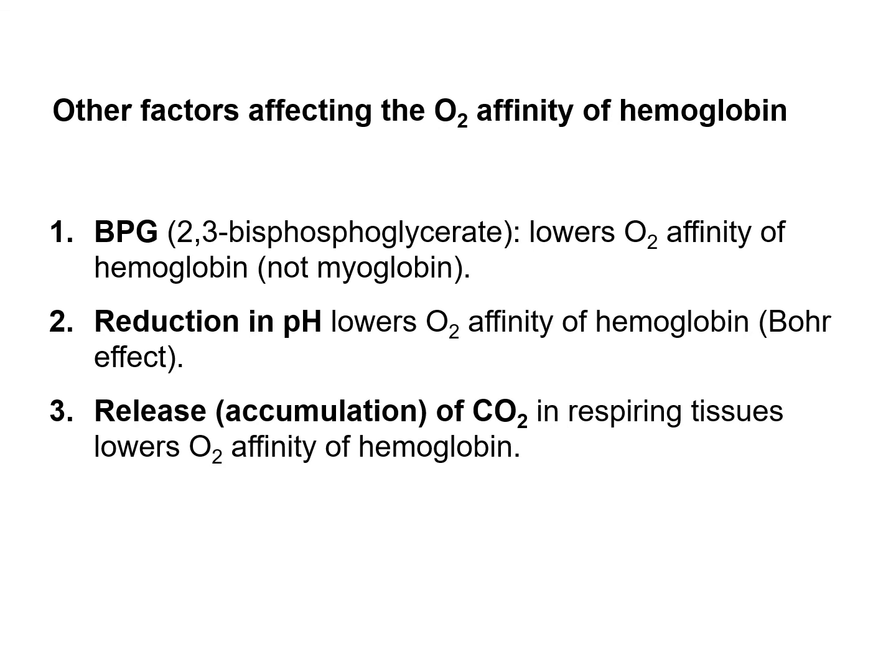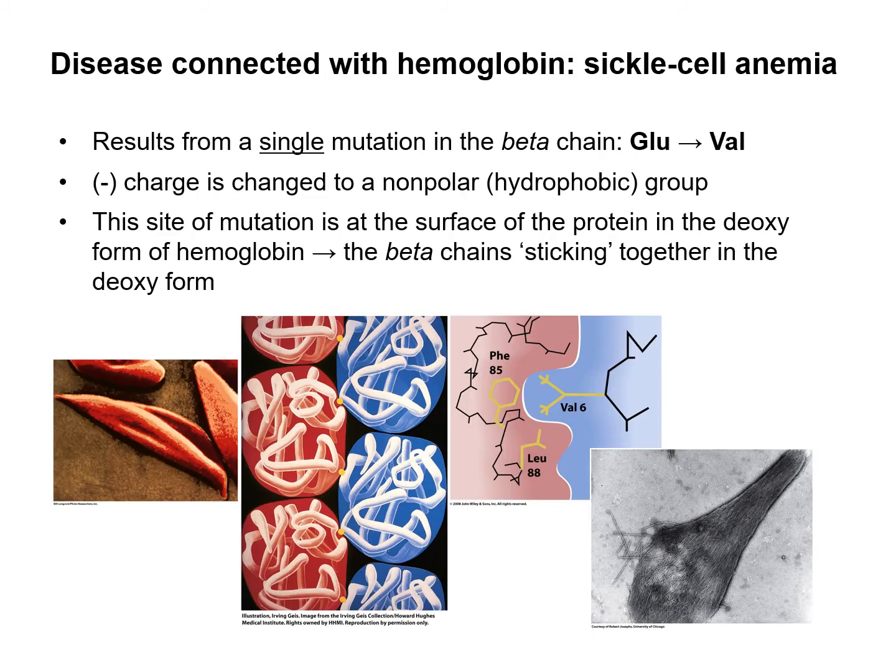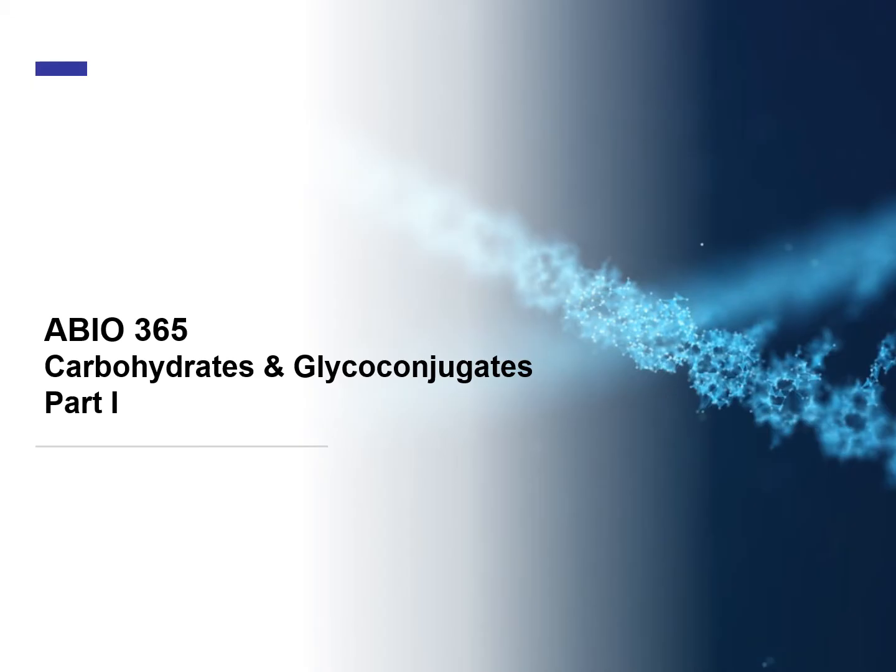And we discussed different factors affecting the oxygen affinity of hemoglobin as well as myoglobin. And we've also covered sickle cell anemia, what causes such a disease. And for two lectures about carbohydrates and glycoconjugates, we talked about the smaller units of carbohydrates as well as their polymers, and also some glycoproteins.